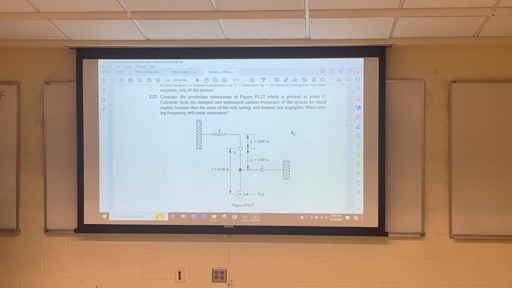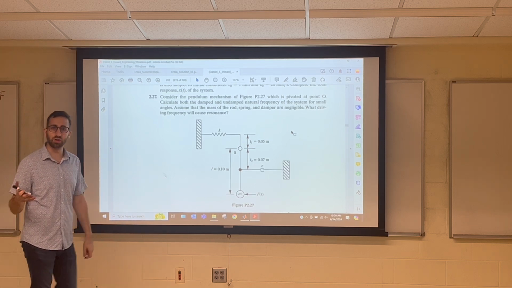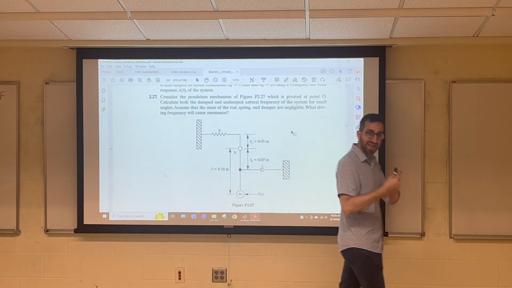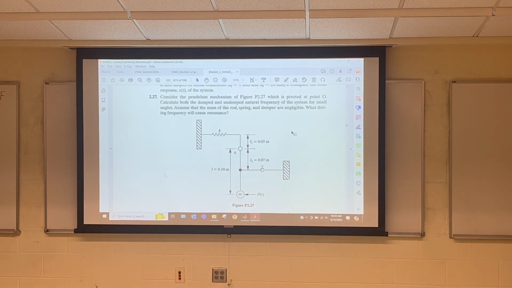Sum of moments. Sum of moments, which is exactly like the problem you had on your exam. Where you have a pendulum, you have to find the moments about a point, and go ahead and use sum of moments as J theta double dot.